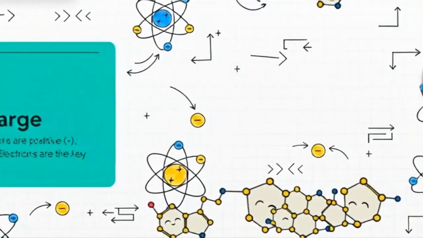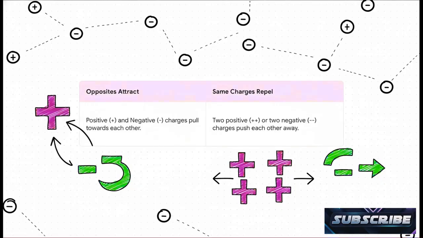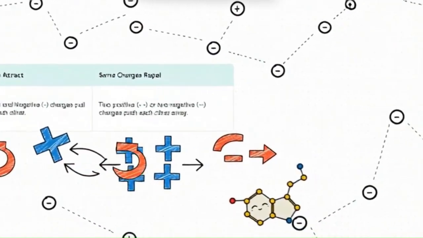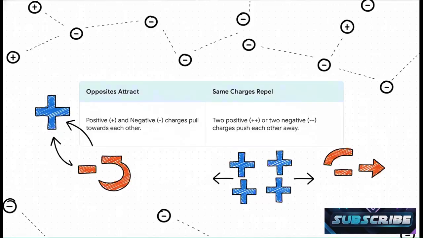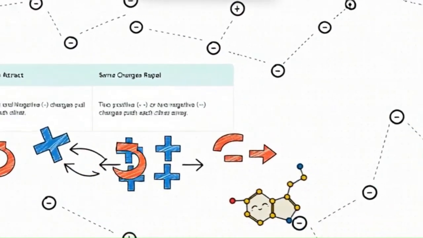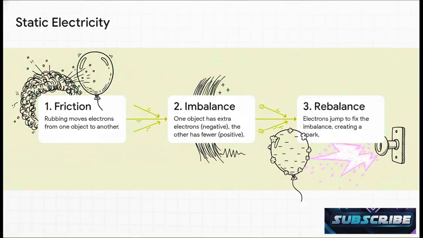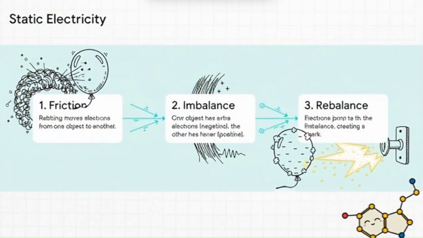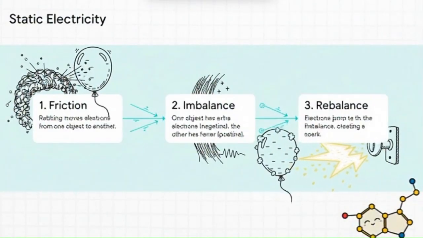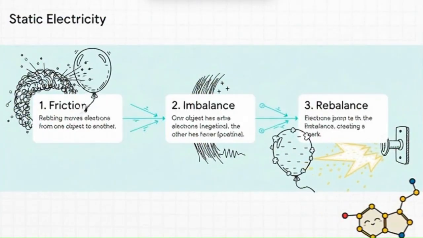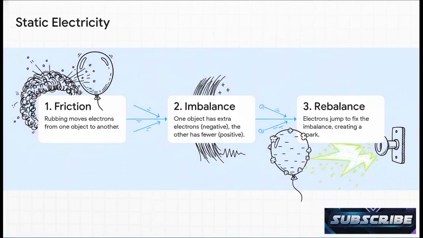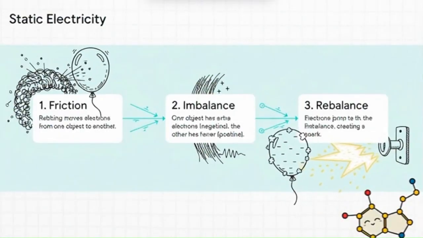And all of this movement is governed by one super simple rule. That's it. Opposites attract, and things that are the same, they push each other away. This is the fundamental law of the land when it comes to electricity. And you've totally seen this rule in action with static electricity. When you rub a balloon on your hair, you're literally scraping electrons off your hair and piling them onto the balloon. That creates an imbalance. And that little zap you feel when you touch a metal doorknob, that's just a tiny lightning bolt of electrons rushing across the gap to get things back to normal.